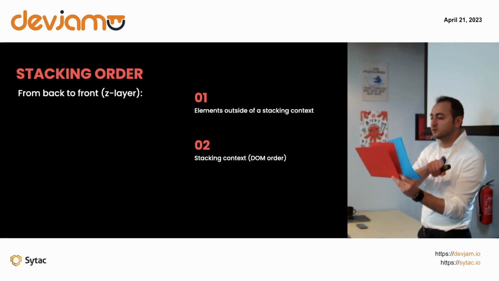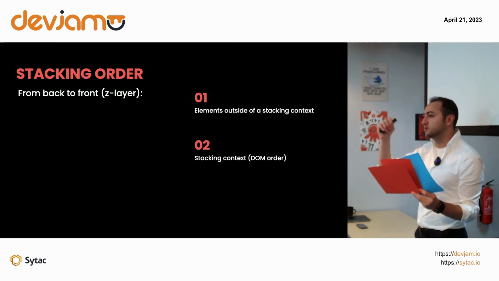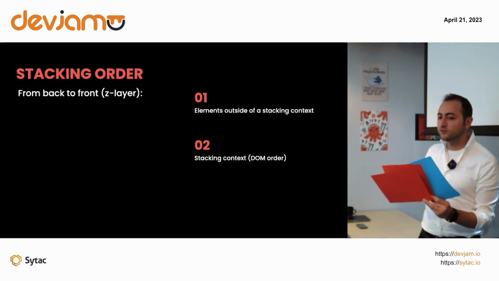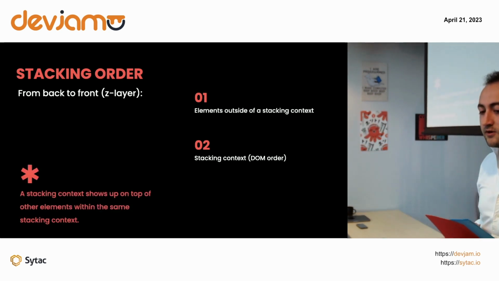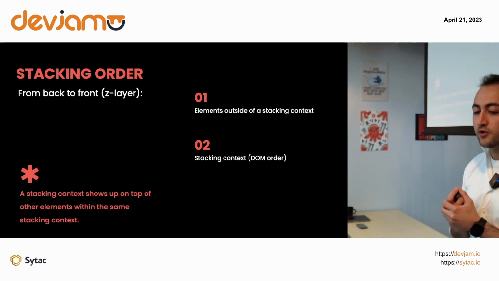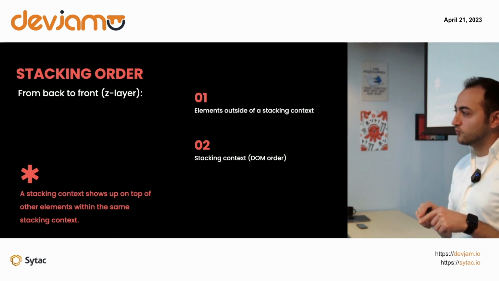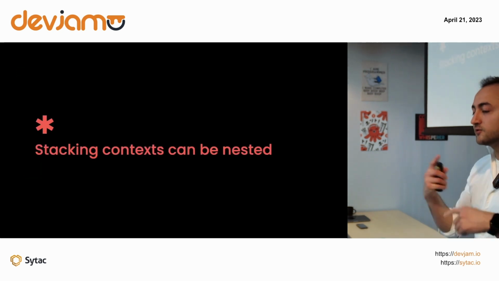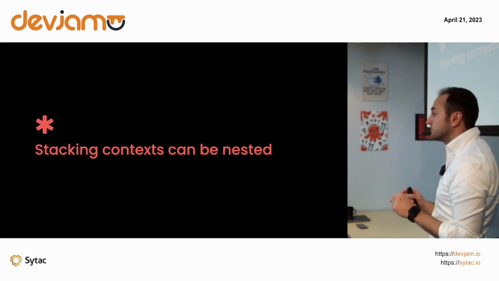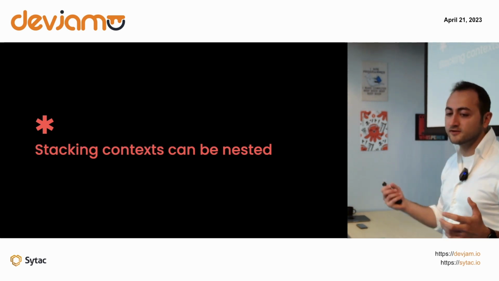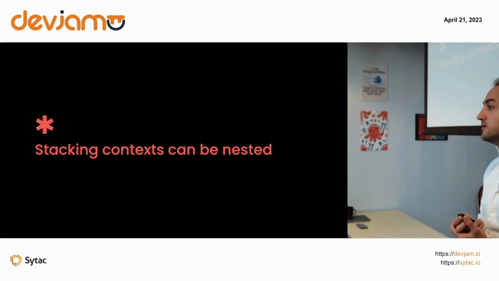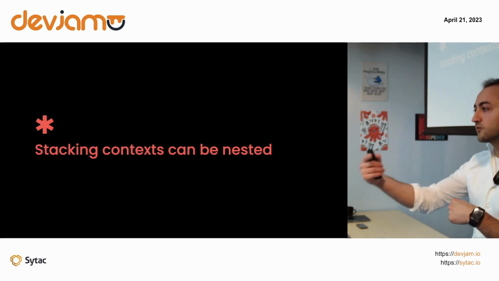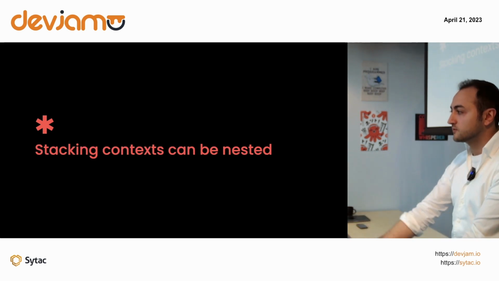That's though really assuming we're just talking about elements really next to each other, because you will see they have to be within the same stacking context, but I'll talk about this later on. So a stacking context shows up on top of other elements within the same stacking context. We'll get back to this. So yeah, I just made a folder analogy. And the reason why I have folders with me and the reason why I keep saying within the same stacking context, and also why this whole thing is complicated, is because stacking contexts can be nested. So one stacking context can create another one, can have another one, and can contain another one, and so on and so on.